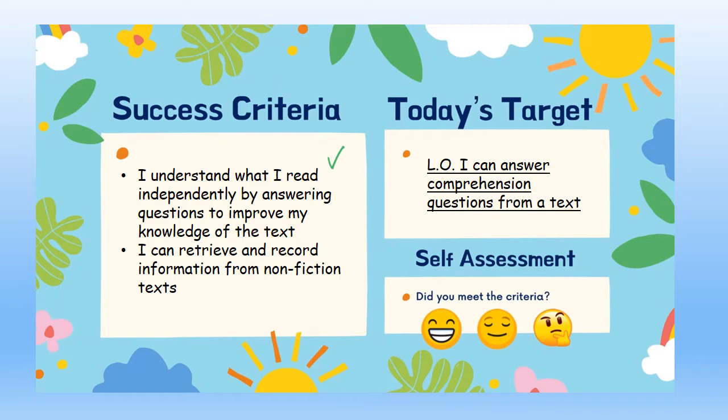The learning objective: I can answer comprehension questions from a text. And in order to do that, you need to be able to understand what you've read independently by answering questions. That will show me you've got a greater knowledge of the text. And then you also need to be able to retrieve or find and record information from the non-fiction text.